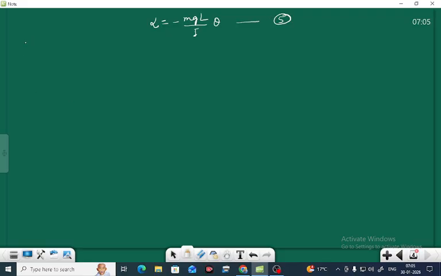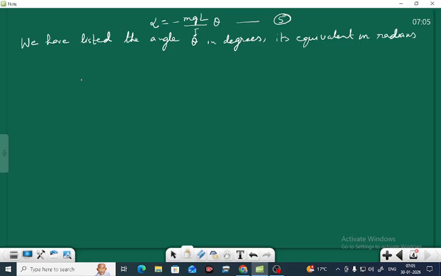We have made a table and we have listed the angle theta in degrees, its equivalent in radians, and the value of the function sin theta.